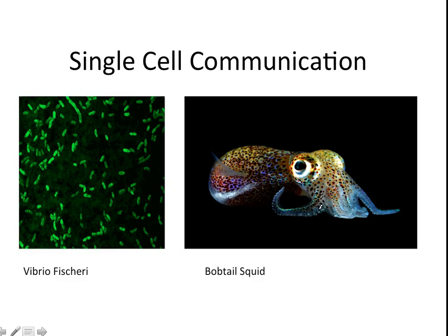Okay. So our first example is going to be that single-cell communication. So communication within a single-celled organism. So the first thing we're going to talk about is a symbiotic relationship. So if you remember from ecology, symbiotic relationship, this is just two organisms that are living and working together. So it's between a Vibrio fischeri, which is a type of bacteria, and a bobtail squid.